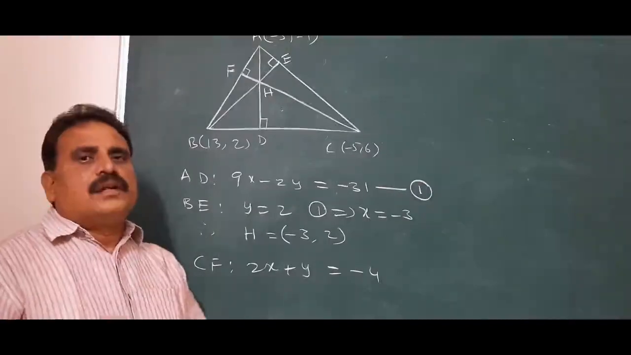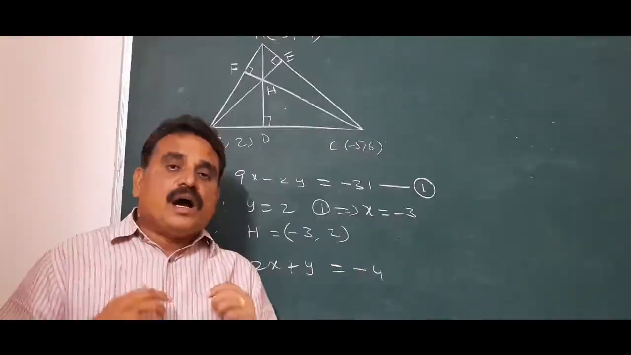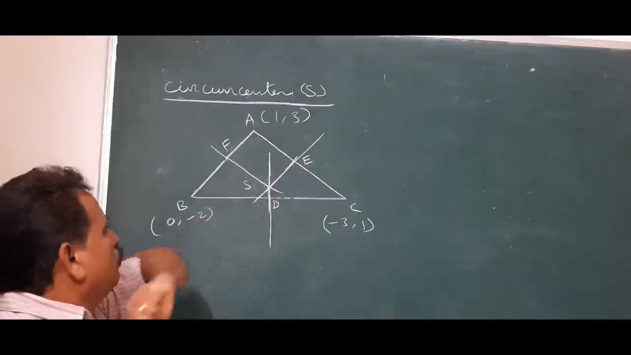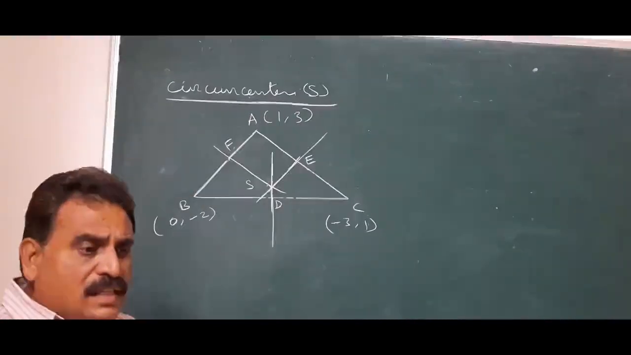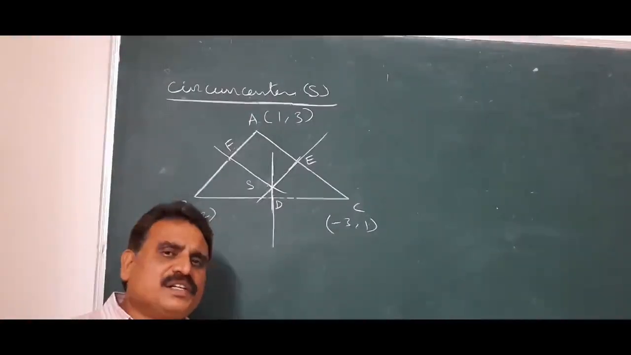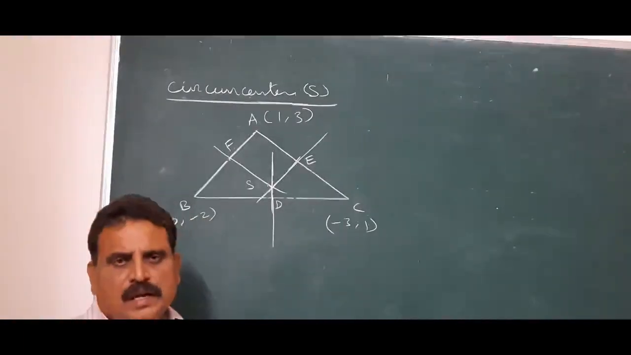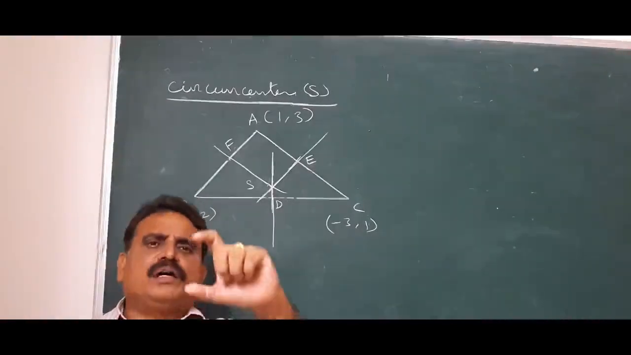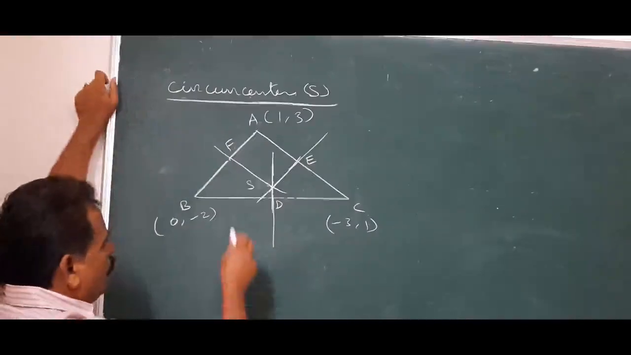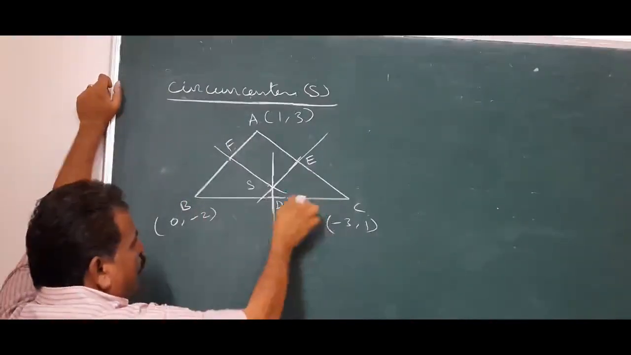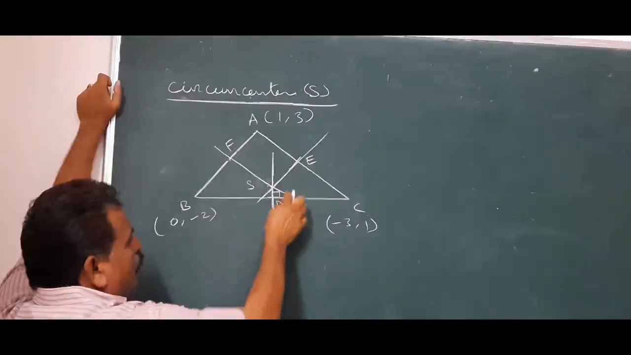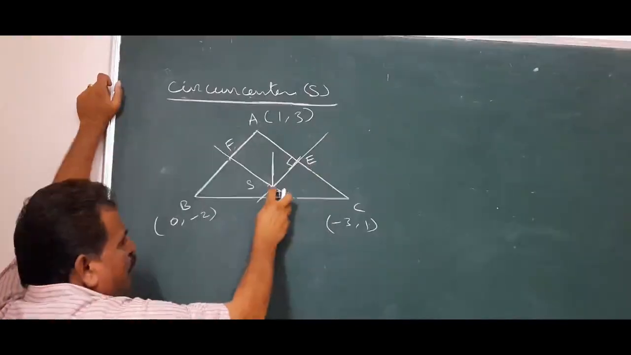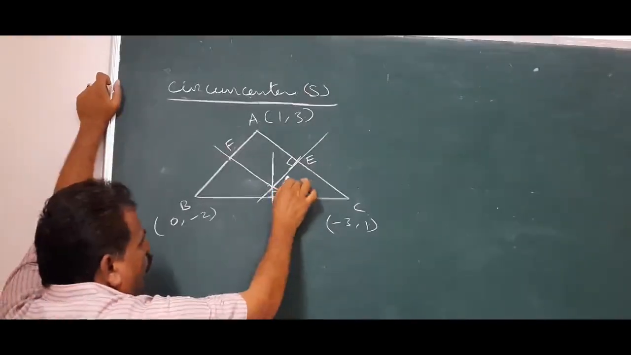Okay, dear students, now we are going to the circumcenter in the same way. How to find it by observing the points. The circumcenter is the point of intersection of perpendicular bisectors. A perpendicular bisector is perpendicular to the side and passes through the midpoint. BC's midpoint is D, and the line is perpendicular to it. AC's midpoint is E, perpendicular to AC. These two intersect at the point S.